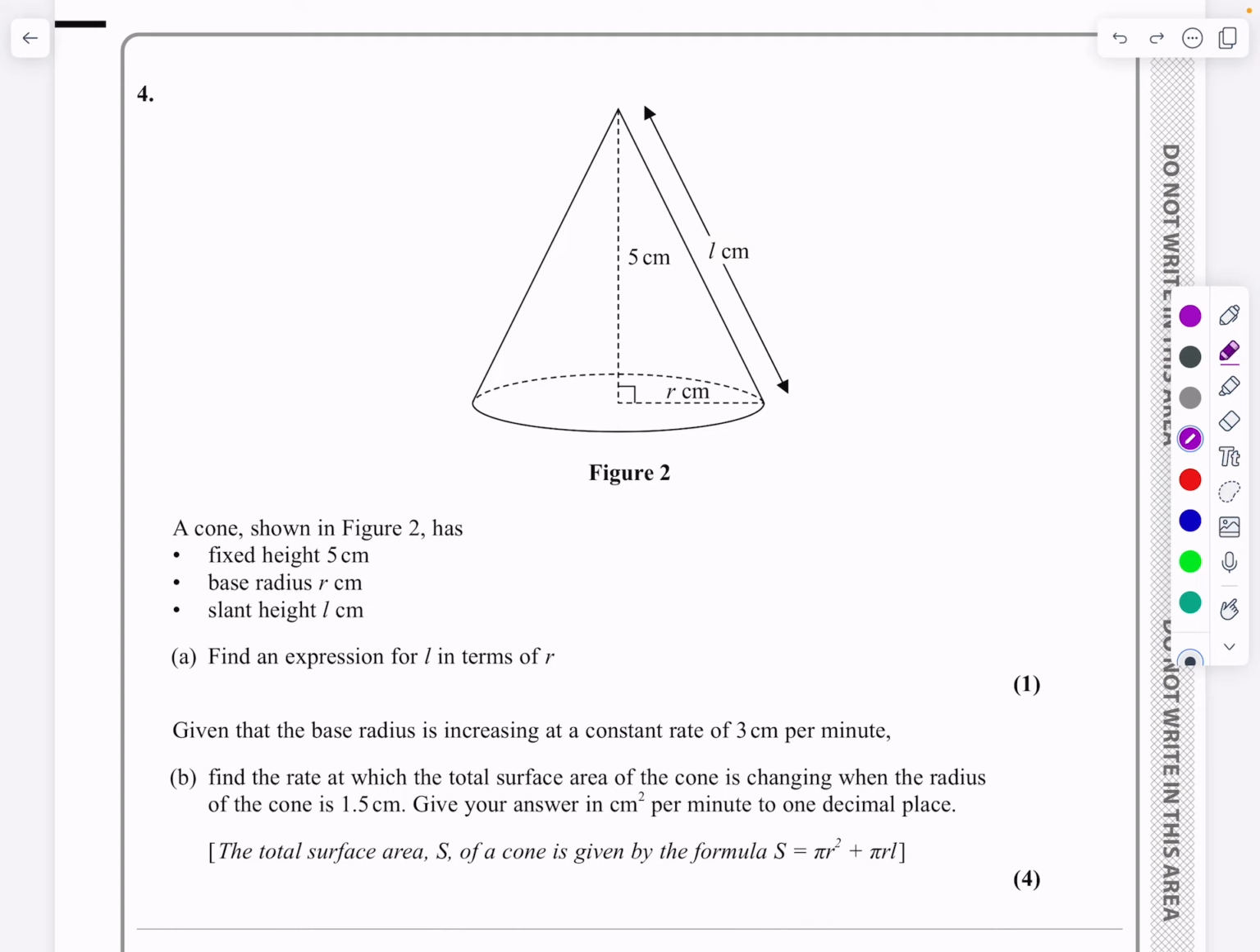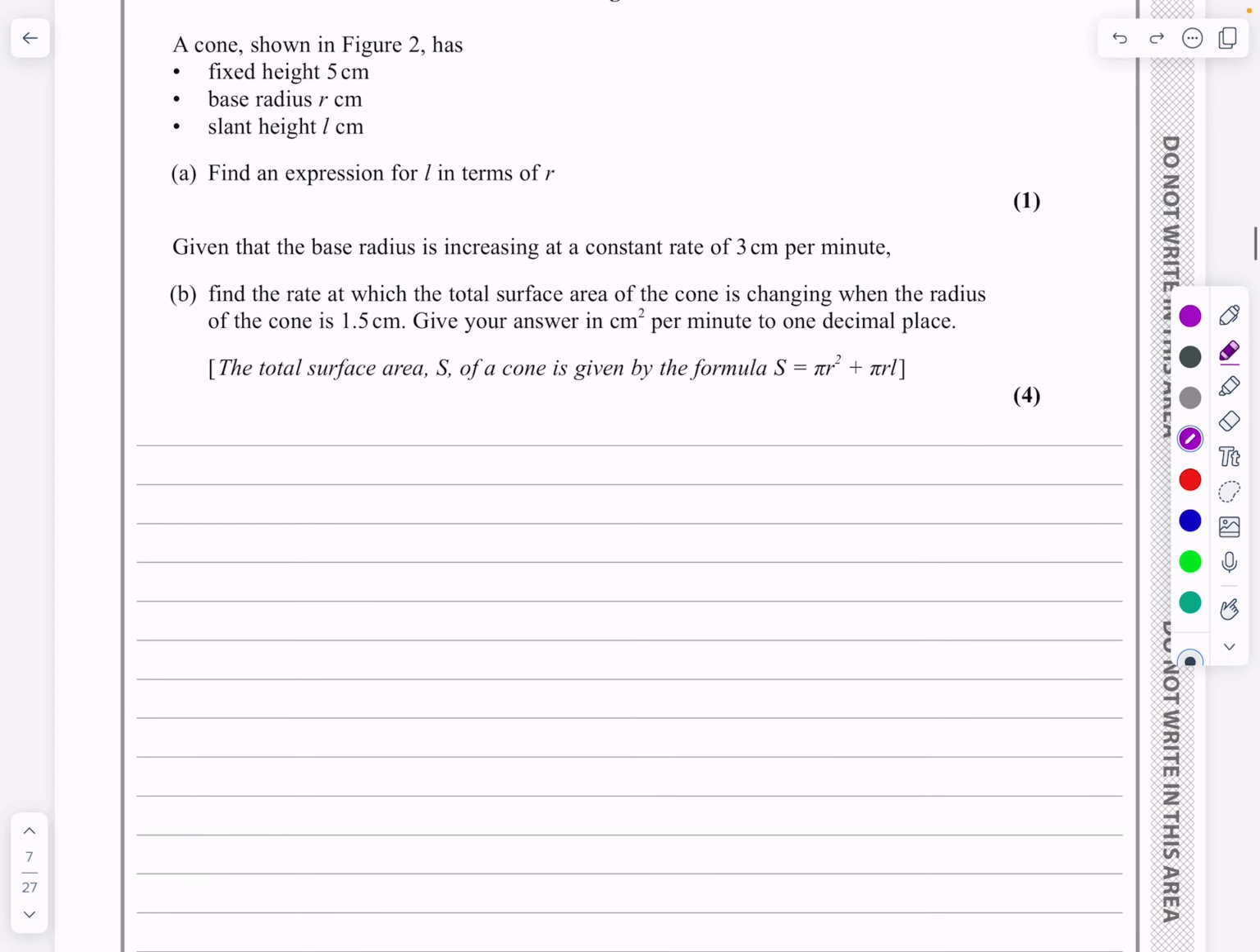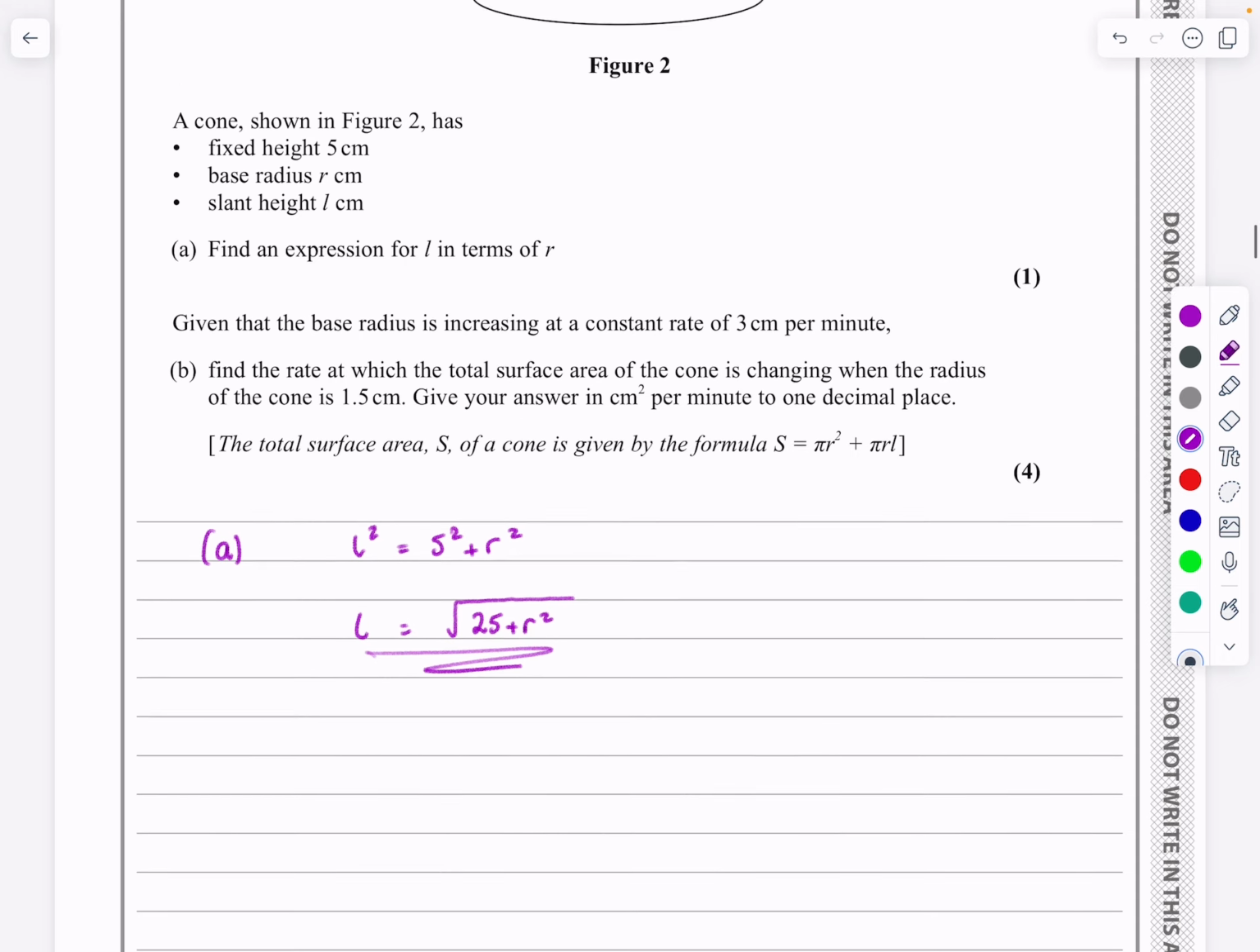Part A is easy, so let's just do that first of all. It says find an expression for L in terms of r. Well, looking at these three things here, I'm hoping that everybody can see this is just going to be Pythagoras, isn't it? So part A, we get that L squared is equal to 5 squared plus r squared, and they want L, so L is the square root of 25 plus r squared. So part A done.